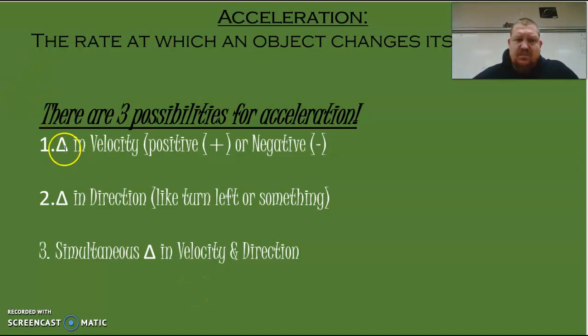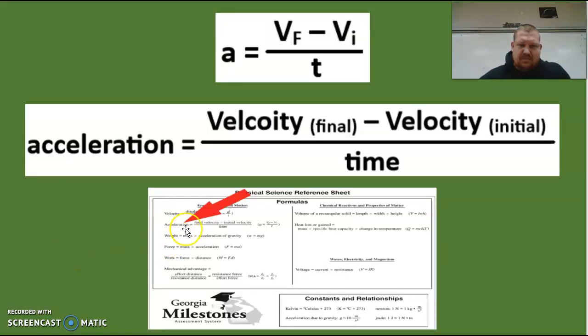Acceleration. All right, there are 3 possibilities for acceleration. Acceleration is just a change in velocity. So if velocity is speed and direction, if you change either one of those, then you're accelerating. You can change the speed by increasing or decreasing it, or you can change direction, or you can do both of them at the same time. Here's where our formula is.